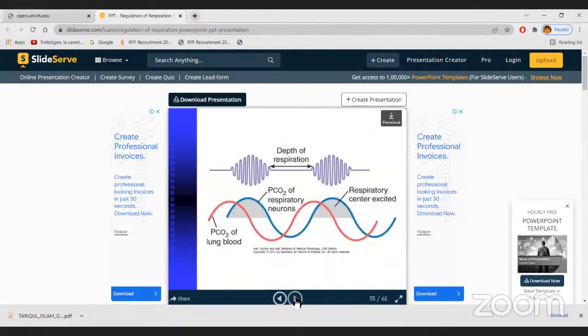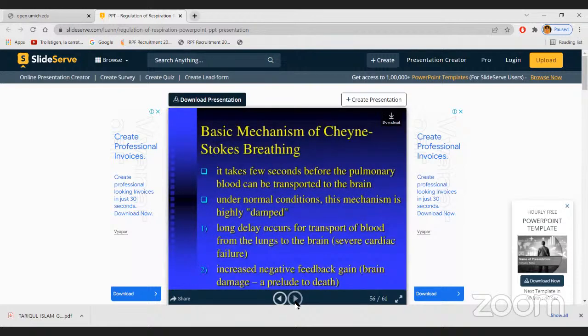This is the depth of respiration every 40 to 60 seconds. The pressure of carbon dioxide in the lung blood and in the respiratory nerves and respiratory centers. So this is every 40 to 30 seconds. Then the basic mechanism of Cheyne-Stokes breathing.